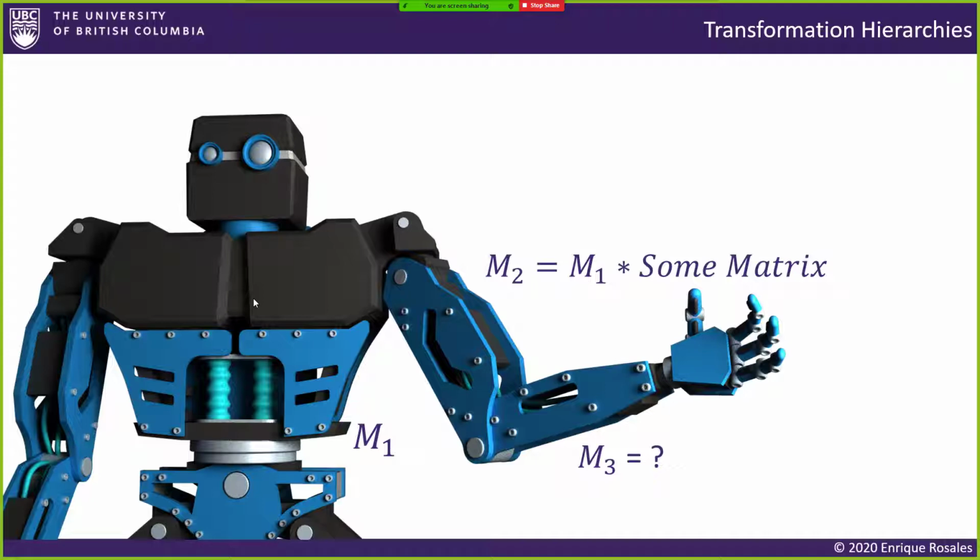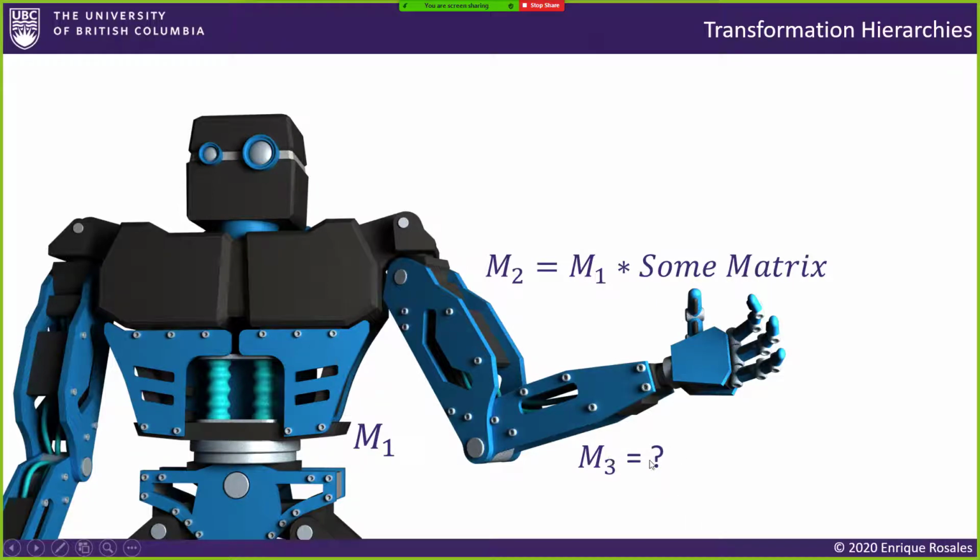Kai is asking, why is some matrix on the right of M1? What do you mean? By some matrix, I mean that this is your local transformation matrix of this thing here. You can rotate this arm or do whatever you want to this arm, and that will be your some matrix. Sorry, maybe I need to use a different name. Maybe we can say some local matrix. So you have some local matrix with respect to your parent, and then you just multiply by your parent's matrix.